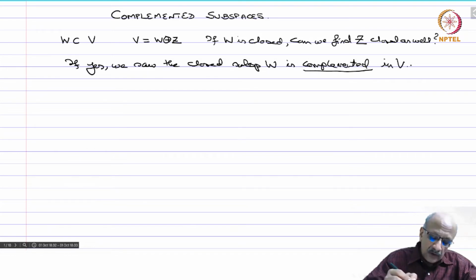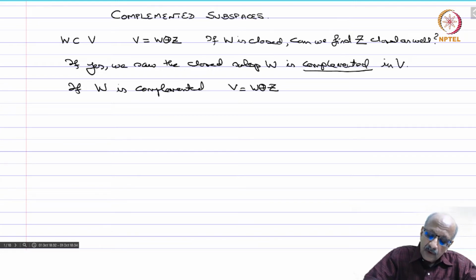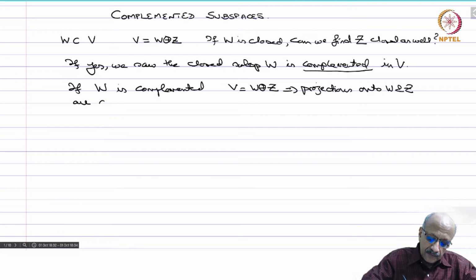So if W is complemented, then we have V equals W direct sum Z, both of them closed. Then we saw by an application of the open mapping theorem that the projections onto W and Z are continuous. This was done last time when we used the open mapping theorem. So let us take some examples.